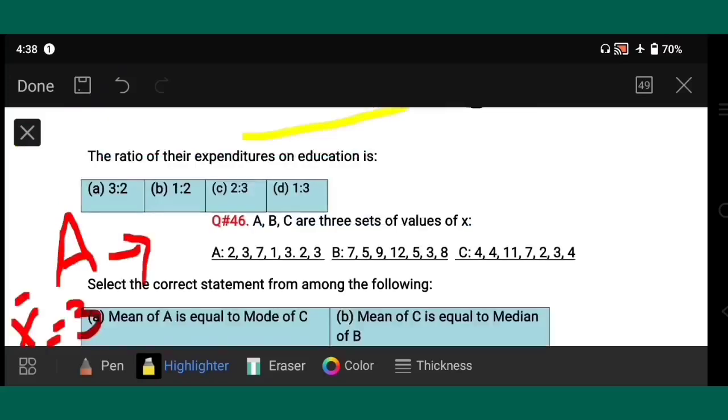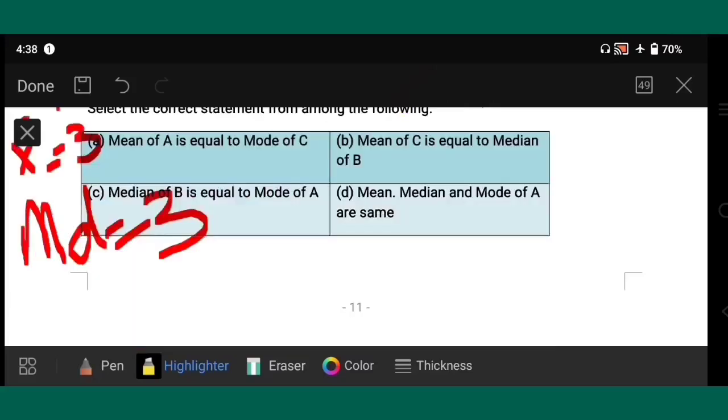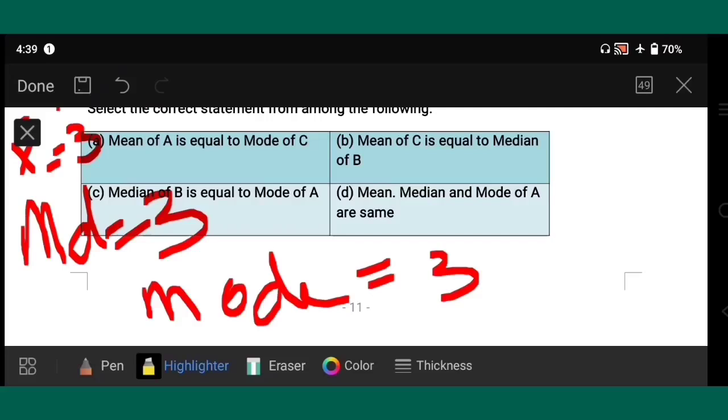Similarly, for the mode, we know that the mode is the most frequent value in the data set. Clearly here 3 is repeated 3 times, while 2 is repeated 2 times, 1 is repeated once, and 7 is repeated once. So 3 is the mode. So here the mode is 3.